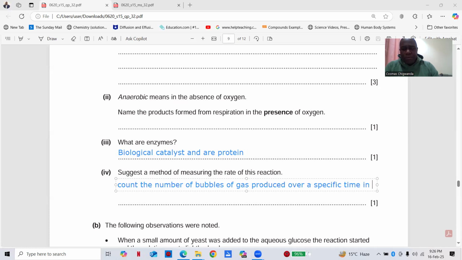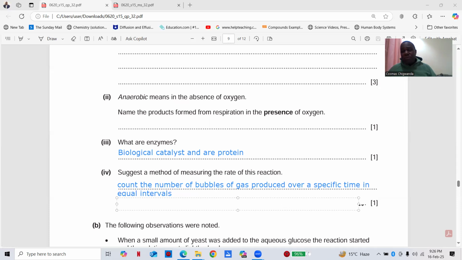And then here you could also say in equal intervals, okay? The examiner also wants to find out whether you know that these experiments are done in equal intervals. So I can actually measure, count the number of bubbles produced over a specific period of time, okay? I can also say, this method might actually be difficult, counting the bubbles, okay?